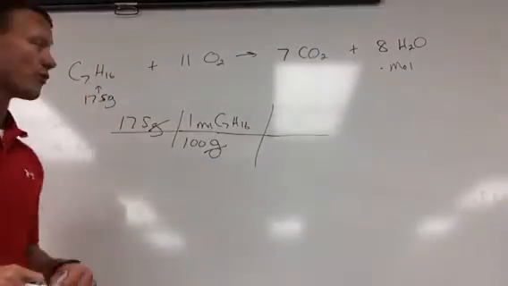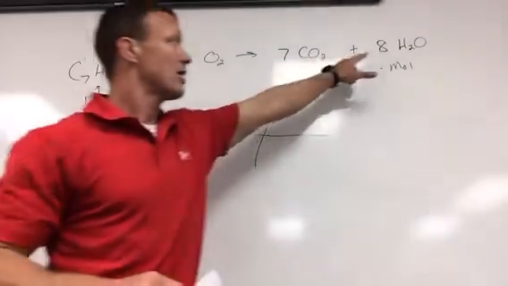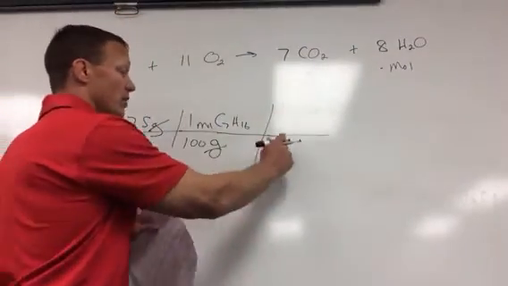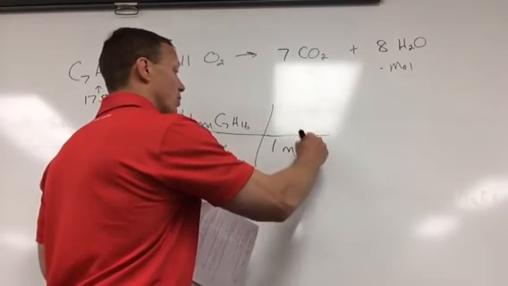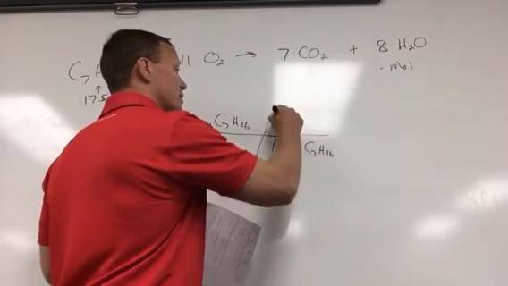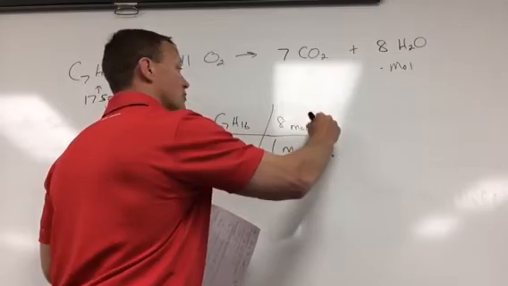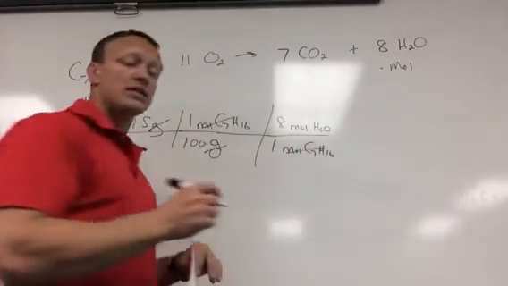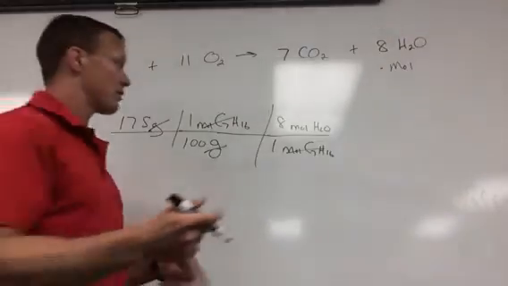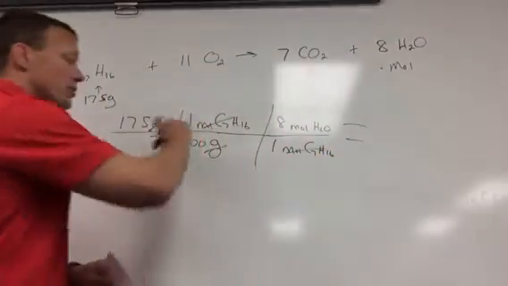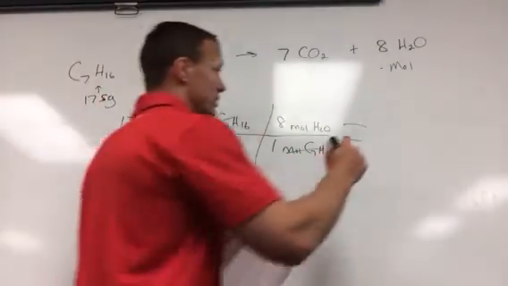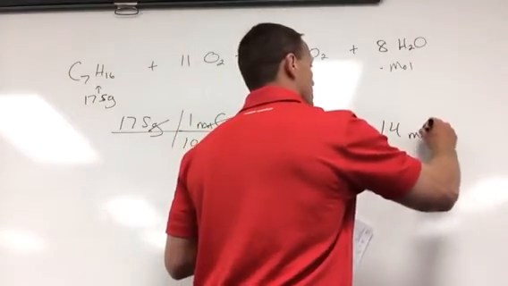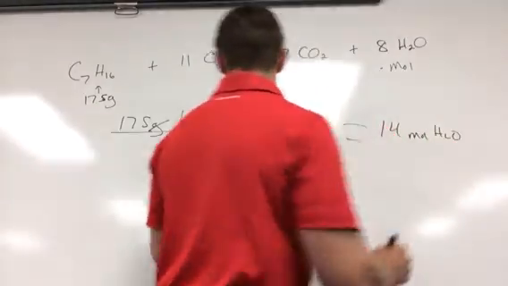Relate our two things. Our ratio is for every 1, there's 8, with 1 going on the bottom. So for every 1 mole of C7H16, there's 8 moles of water. And stop there. It wants to know moles, so we're done with that. Multiply your top numbers, divide by the bottom. It's 14 moles of water.